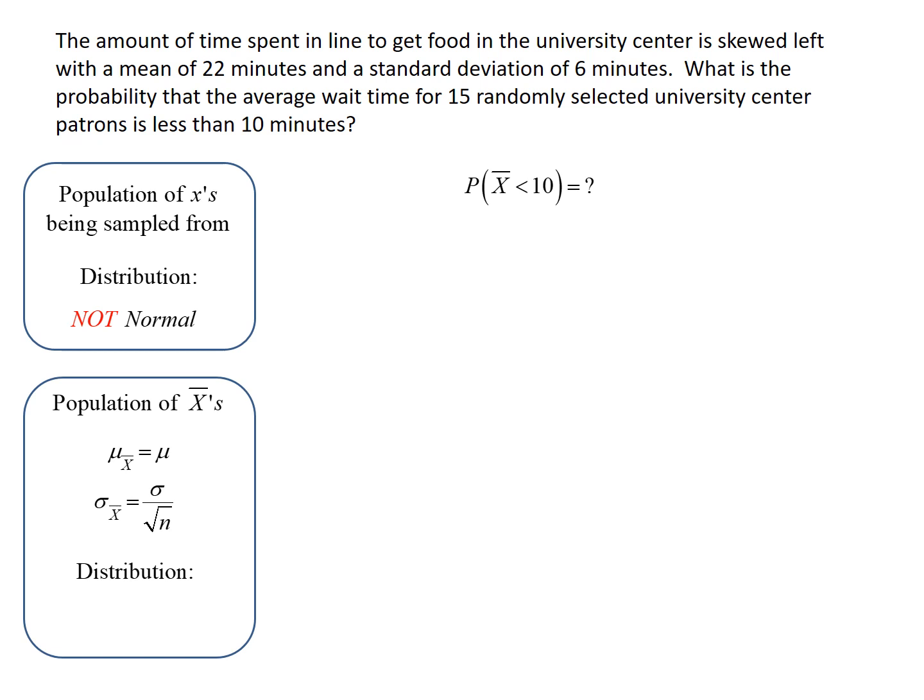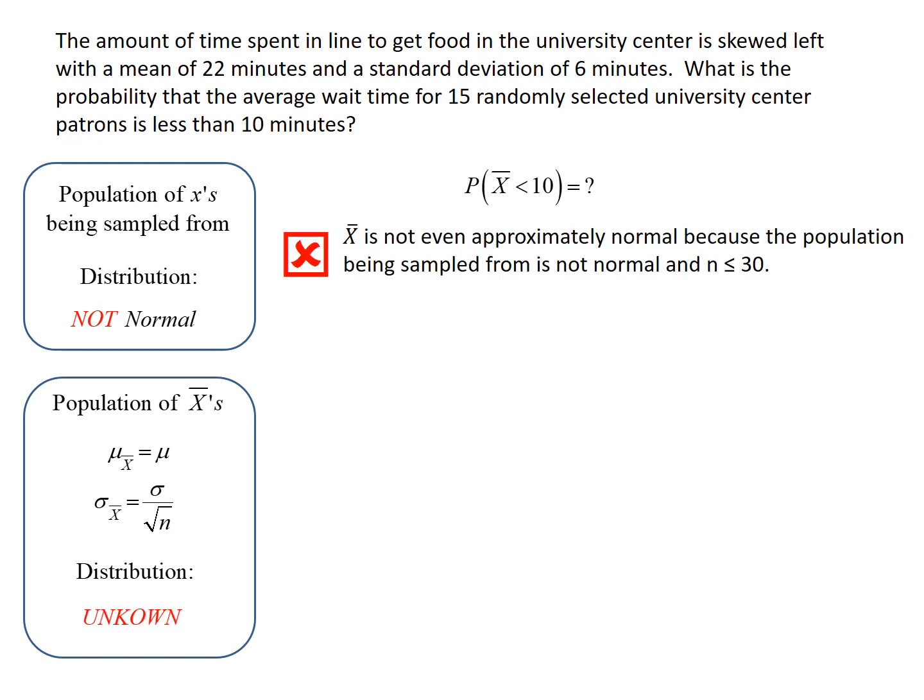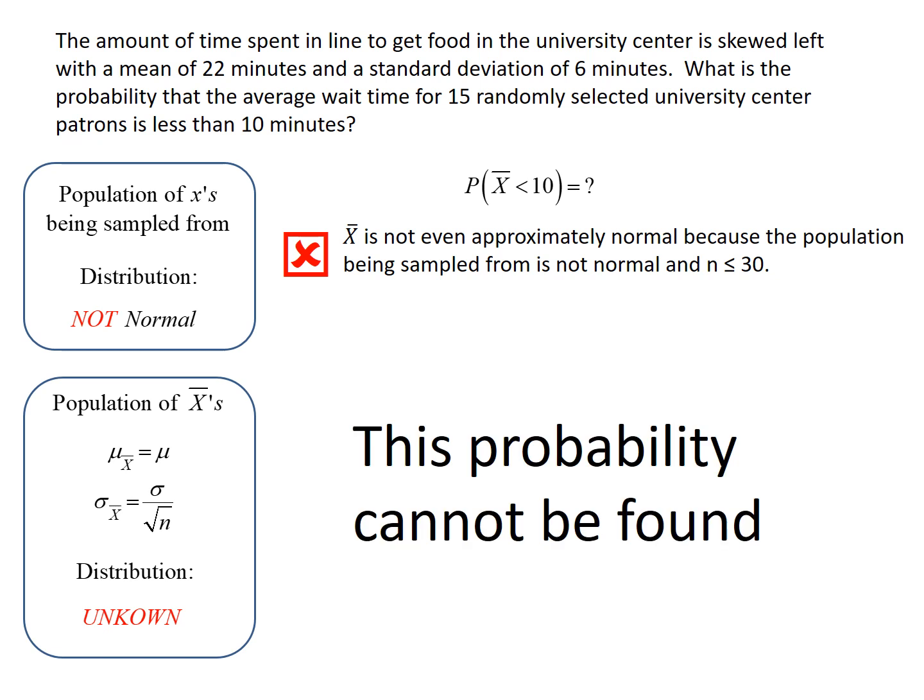And when your population is not normal, X bar is not normal, you have to then look at the sample size. Our sample size here is 15. 15 is less than 30. So we do not know how X bar is going to behave. With such a small sample from a population that's not normally distributed, the values of the sample mean can be very unpredictable, which means in this case, we can't find this particular probability.